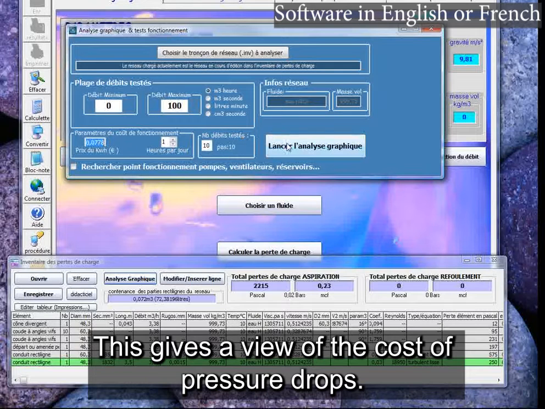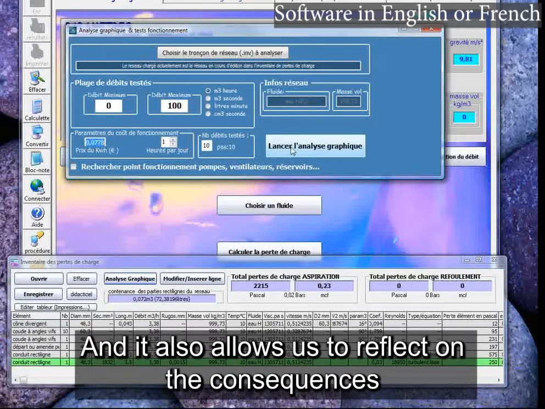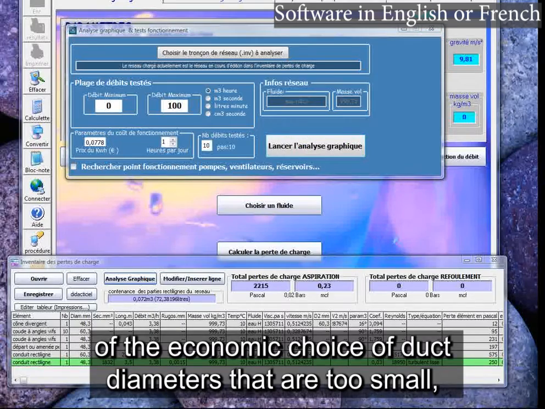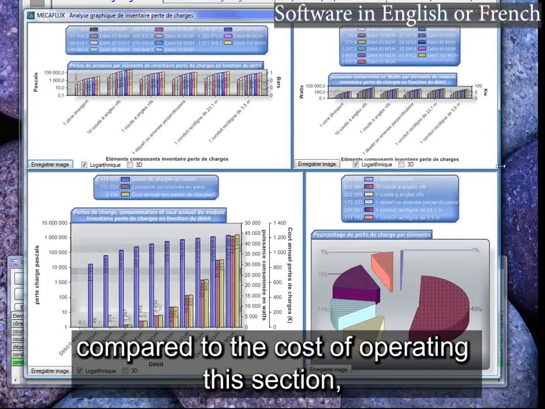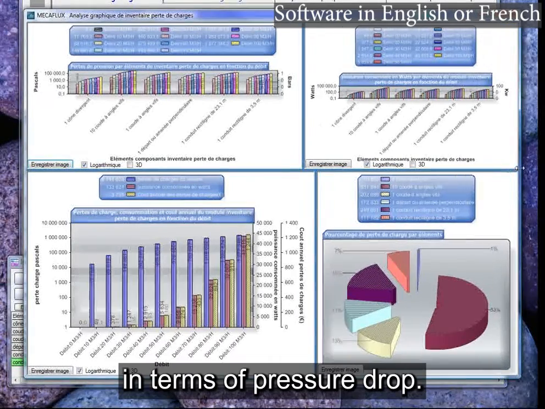This gives a view of the cost of pressure drops, and it also allows us to reflect on the consequences of the economic choice of duct diameters that are too small, compared to the cost of operating this section in terms of pressure drop.